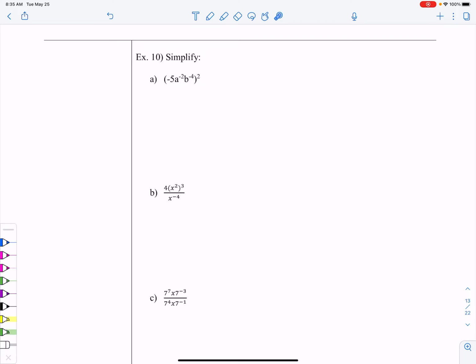This is 1.5a part 3. So in this part, we're looking at slightly more complex equations.